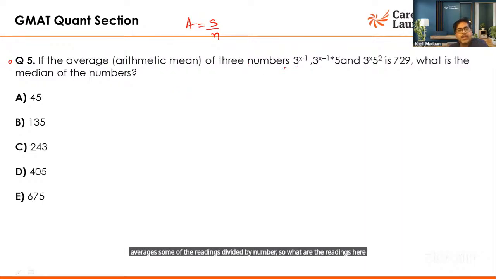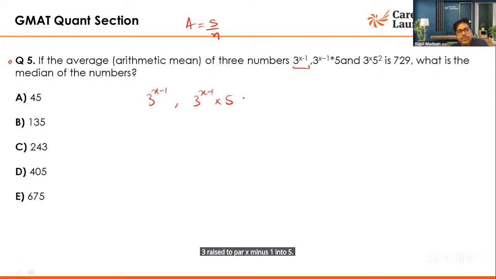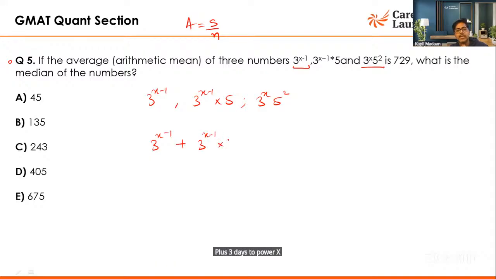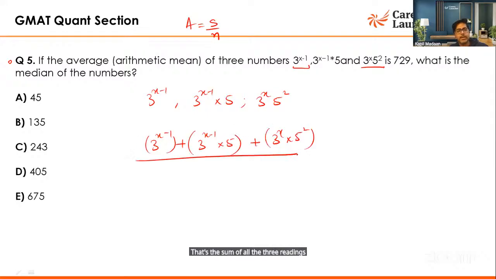That is three numbers, which is 3 raised to power x minus 1, 3 raised to power x minus 1 into 5, and last is 3 raised to power x into 5 raised to power 2. These are the three numbers. So what will be the sum? That will be 3 raised to power x minus 1 plus 3 raised to power x minus 1 into 5 plus 3 raised to power x into 5 raised to power 2. That's the sum of all the three readings divided by number of readings. N is 3 here, and that average is equal to 729. That's the question all about.